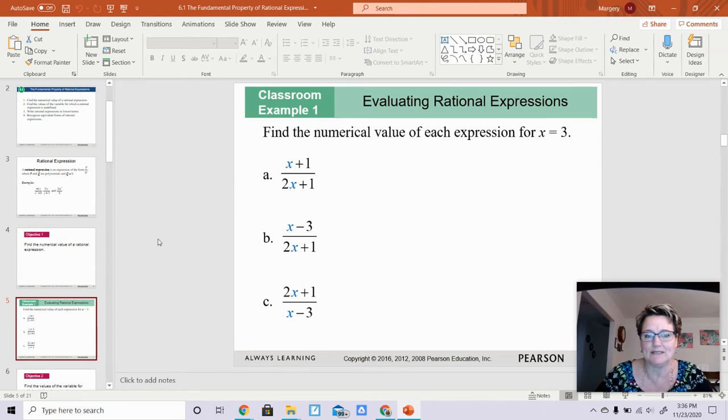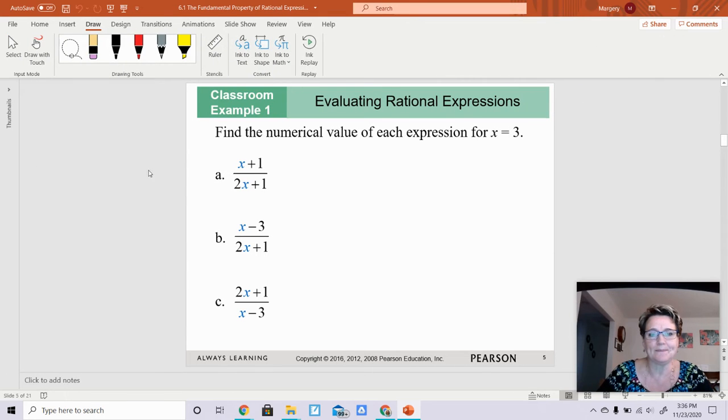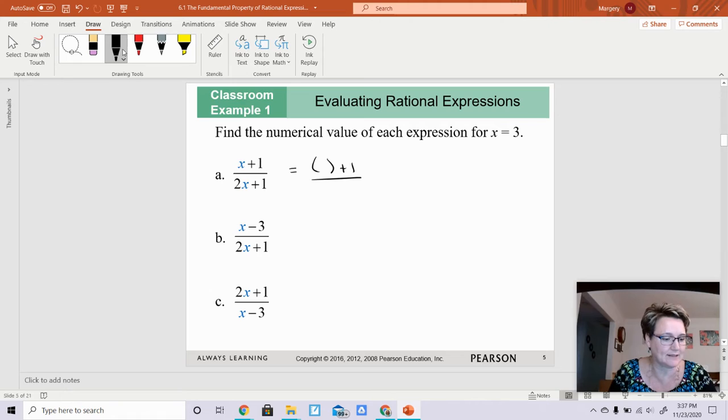Here are my examples. I'm going to scoot this over a little bit so I can write. First of all, find the numerical value of each expression for x equals 3. Wherever there's an x, you are going to put in the number 3. I personally like to put little blank spots wherever the letter x goes.